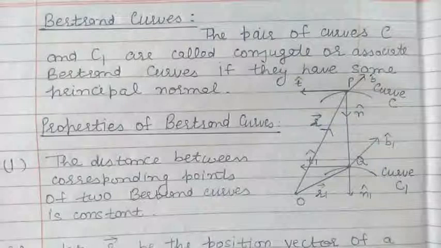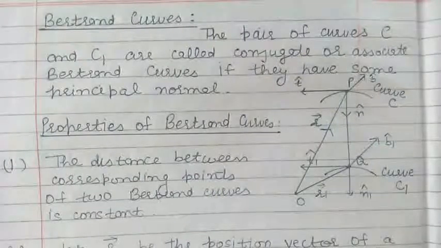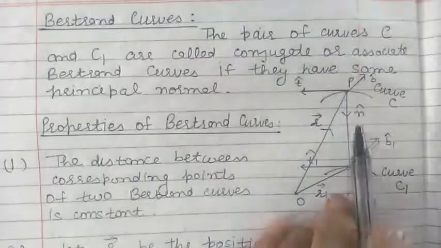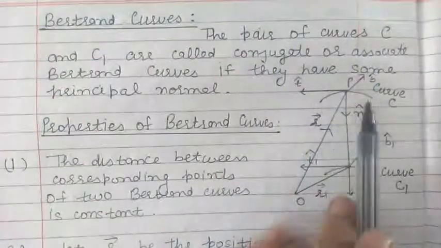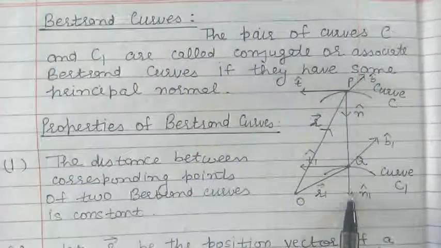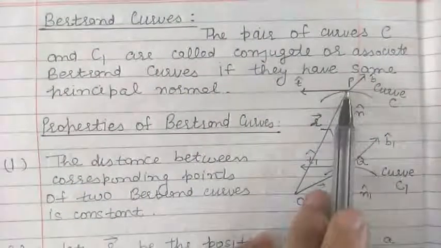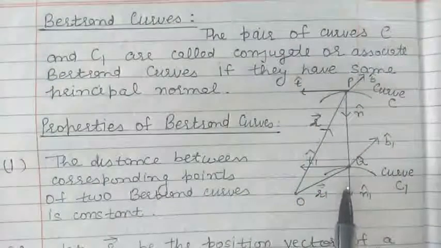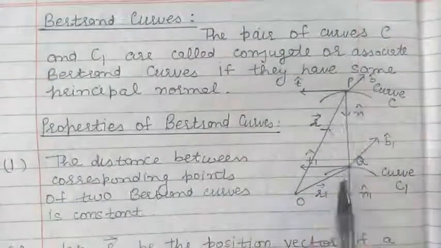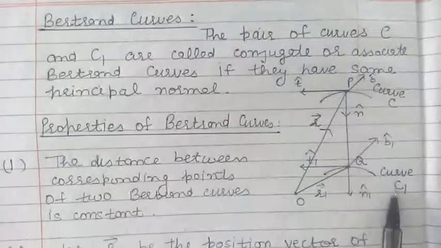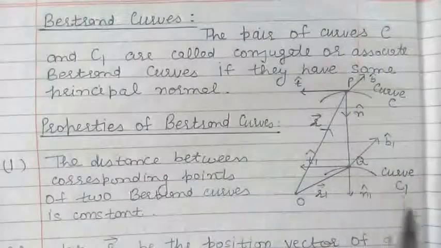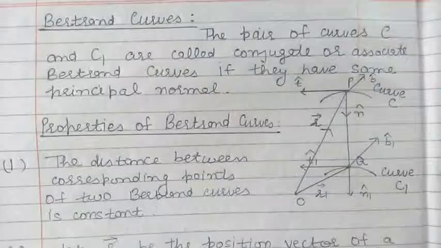So you can say that a pair of curves C and C1 are said to be conjugate curves if the principal normal to C are also the principal normal to C1. Here n cap is the principal normal to the curve C and n1 cap is the principal normal to the curve C1. Now as you can see in the figure, they are such that the normal to C is also the normal to the curve C1. So they form Barton curves. Now we'll discuss their properties.